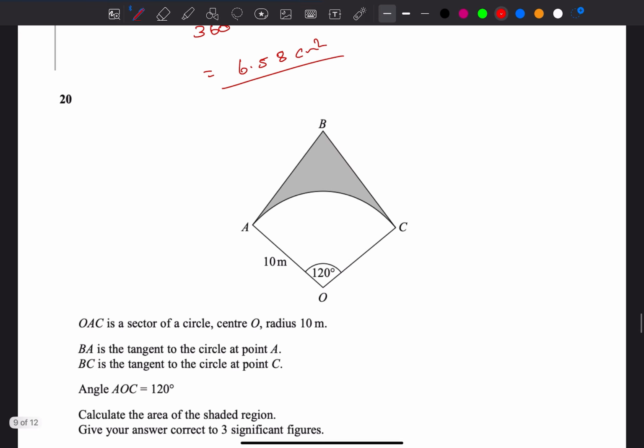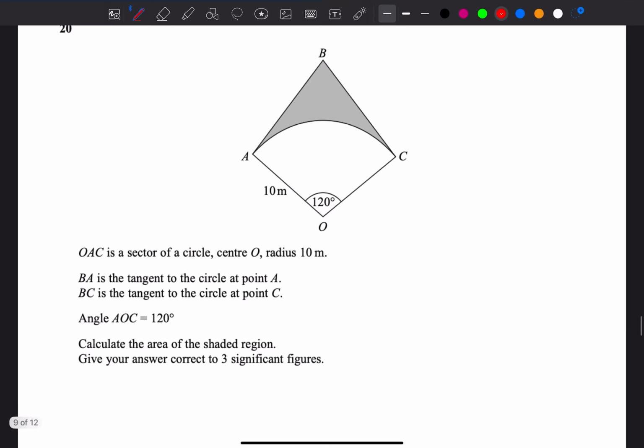Next one. OAC is the area of the sector, if AOC is 120 degrees and the radius is 10. So what is tangent? BA is tangent. That means you know what angle this is. 90. You know what this angle is. 90. Good.